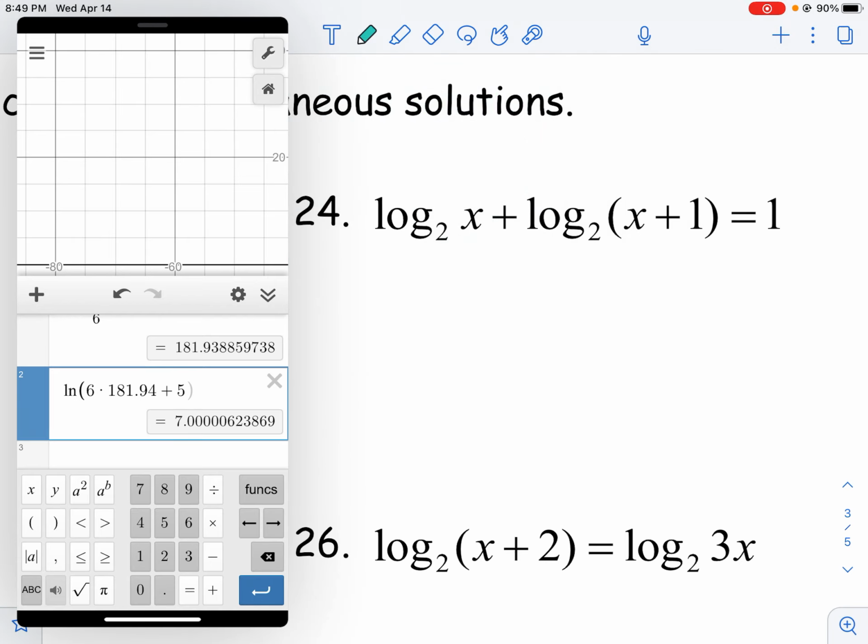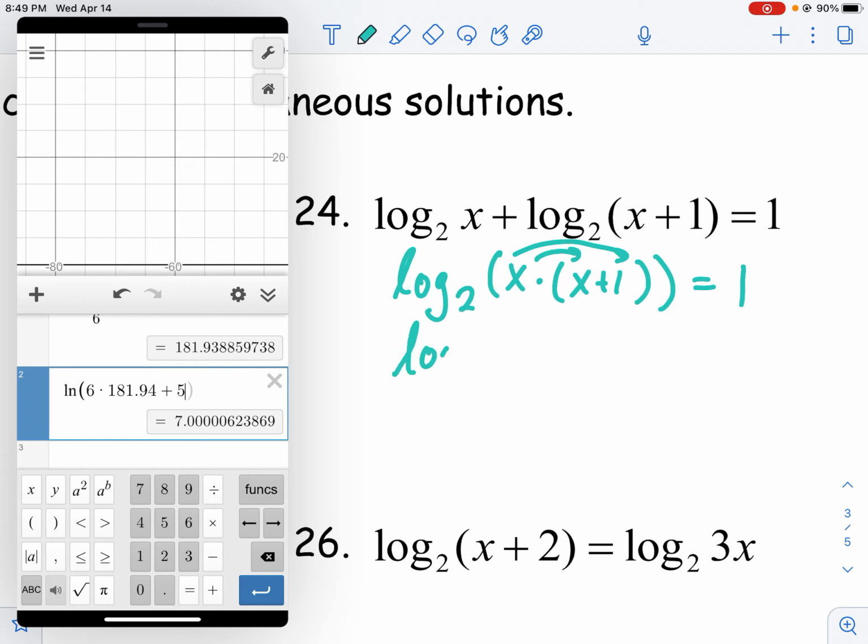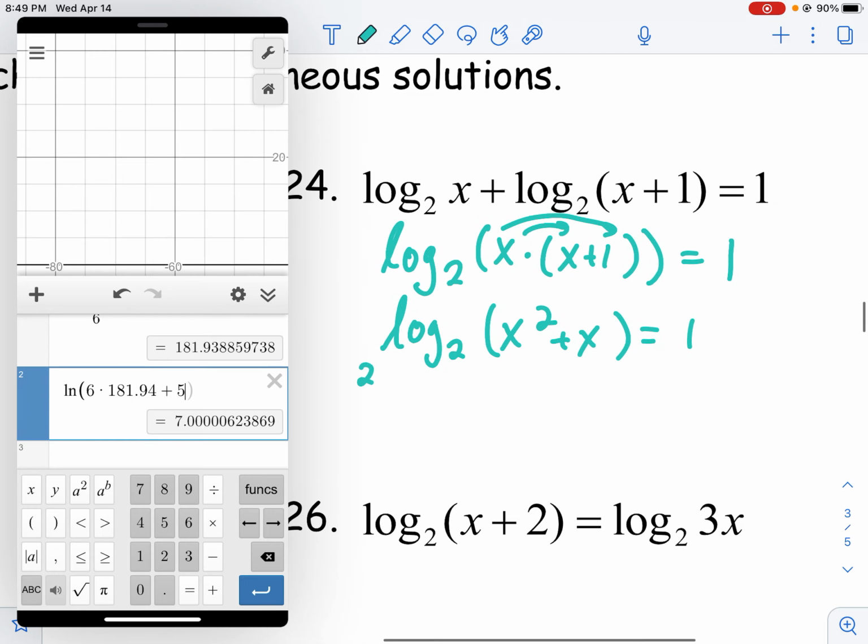All right, on this next one we're taking a look at, we have 2 logs. So in order to solve this log, we need to condense it into 1. That way it's an isolated log. So we're going to condense. Remember, addition is multiplication when you condense. So x times x plus 1 is equal to 1. And then we distribute the x into here. So we get log base 2 of x squared plus x is equal to 1.